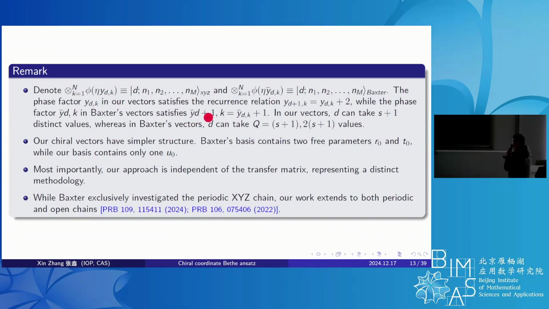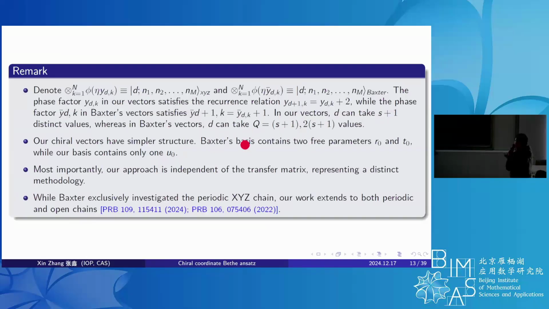But in boxed spaces, maybe this is a typo, right? If d is replaced with d plus 1 in boxed spaces, the phase factor just has a shift of 1. So that is the difference. Another difference is that in our vectors, d can take s plus 1 values, but in boxed spaces, d can take q values. Q can be s plus 1 or 2 times s plus 1. So that is the difference.